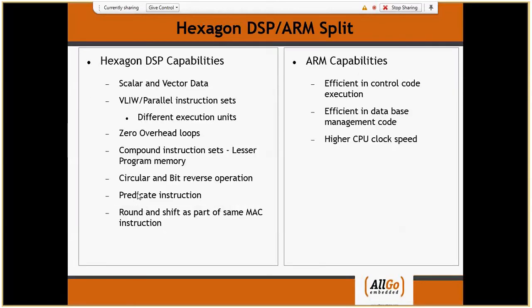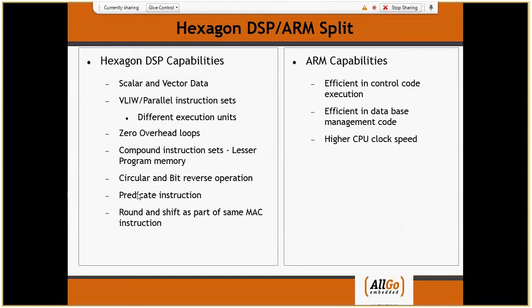So keeping this in mind, we move ahead and try to see what the Hexagon DSP as well as ARM can do. The Hexagon DSP can do some scalar and vector data operations. It can do VLIW parallel instruction sets, where you have different execution units, load units and some MAC units, which you can run in parallel. And since it's a DSP, it has zero overhead loops. There are two zero overhead loops which you can use, so that you don't have to loop back using instructions; the DSP will automatically be able to do it.